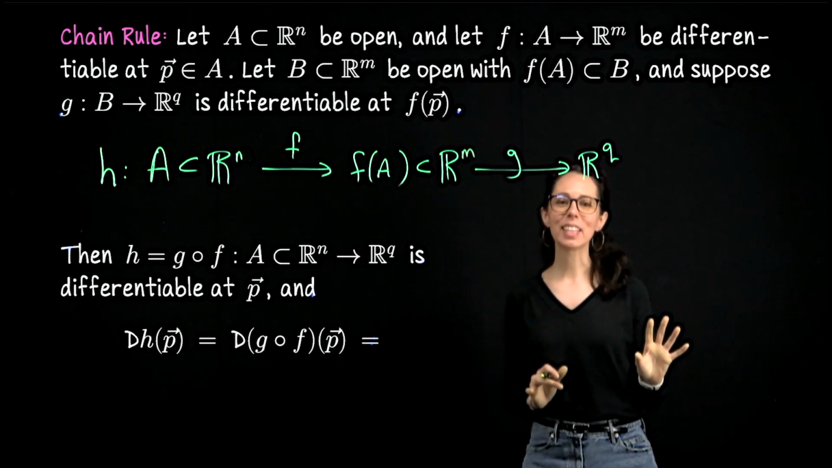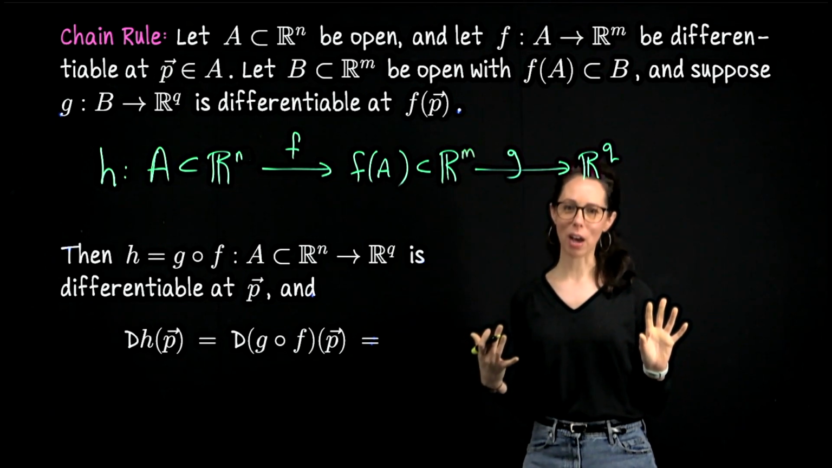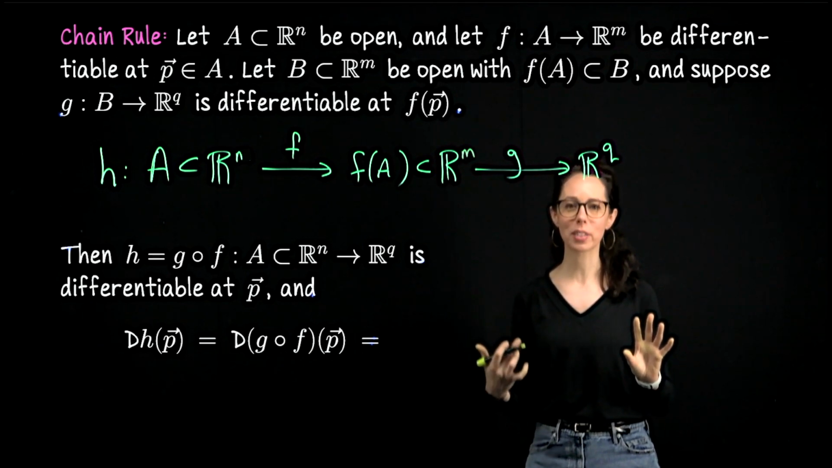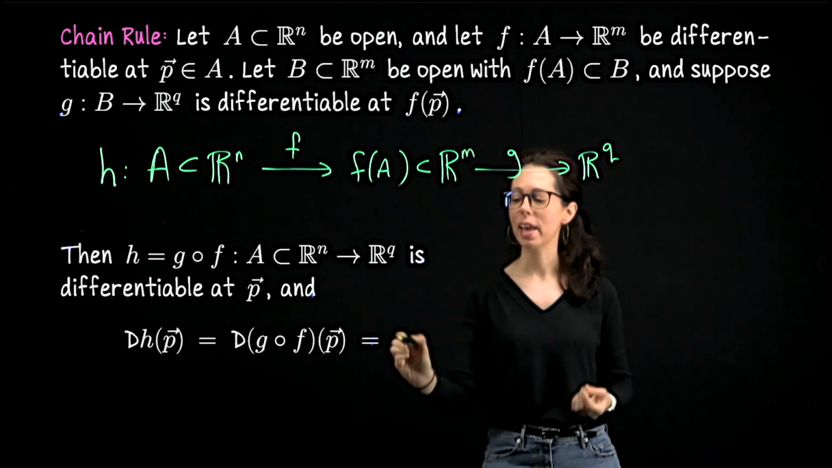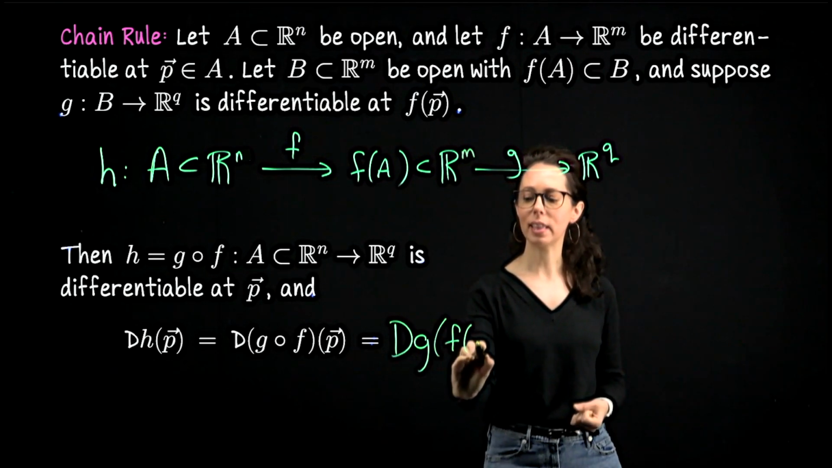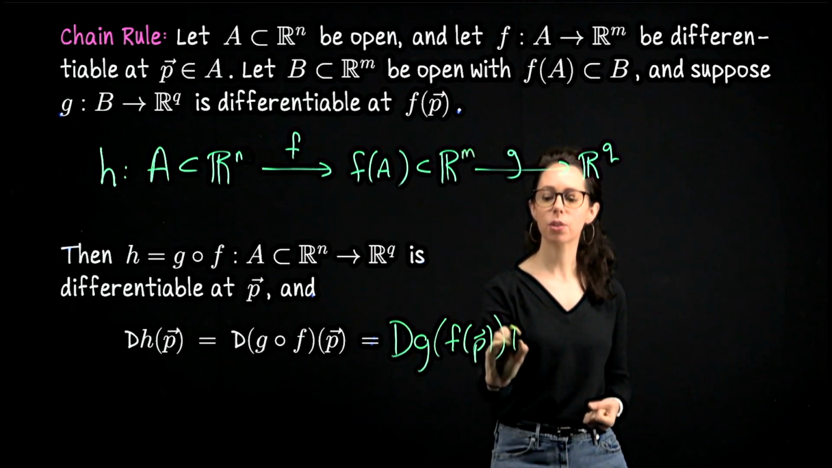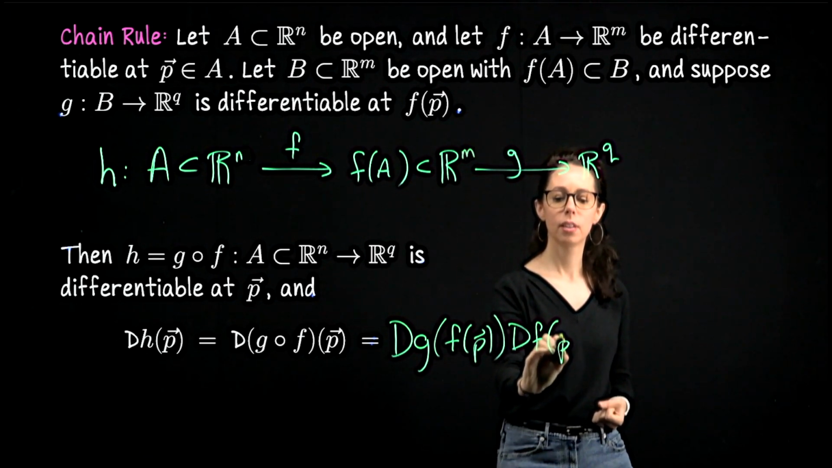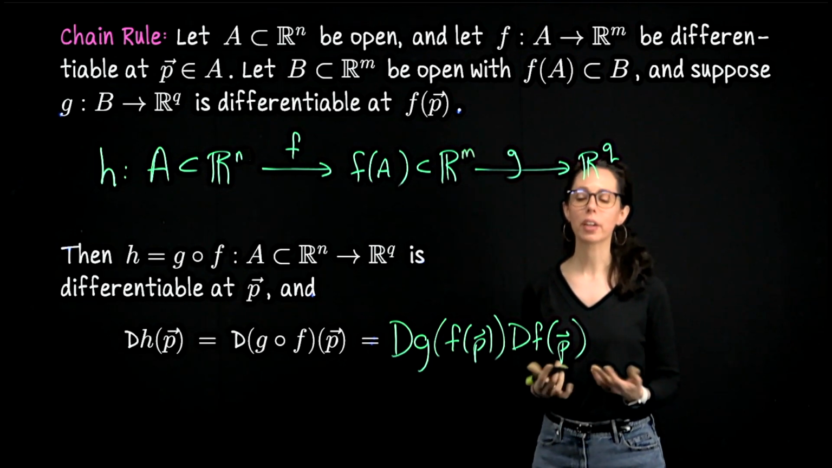So I'll state this like the single variable calculus chain rule. I'm going to say out loud the words I usually say when I'm doing single variable calculus, and that is derivative of the outside evaluated at the inside times the derivative of the inside. So it mirrors the perhaps more familiar chain rule.